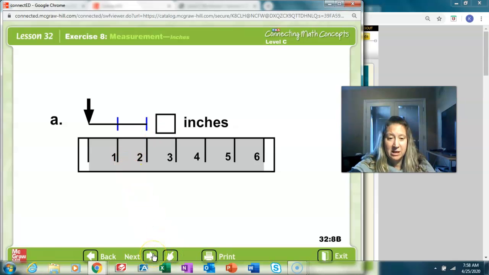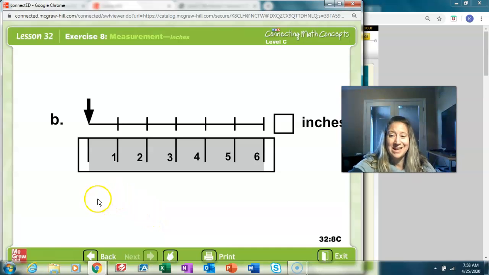Good. And B, if you have your ruler, you can line it up. If not, you can look up here. So remember, the first line gets lined up against the arrow here, so that would be the 0, and it extends out. And can you tell me how many inches long this line is? 6 inches. Good job.